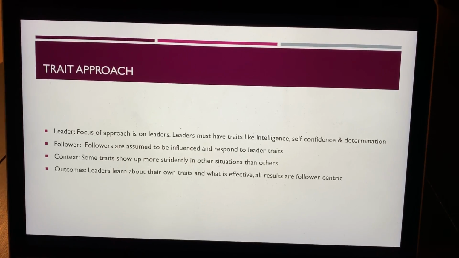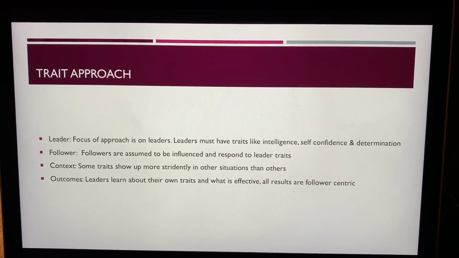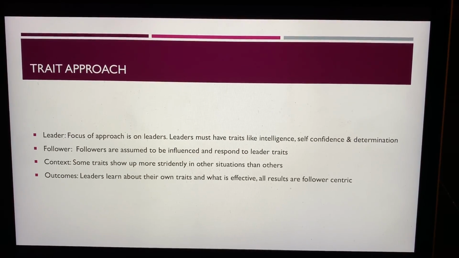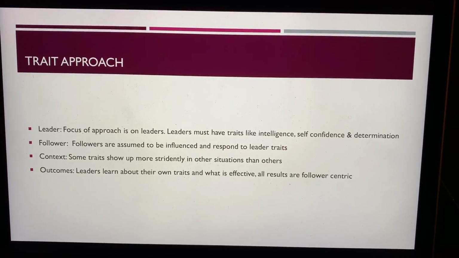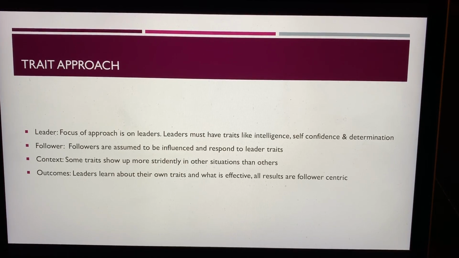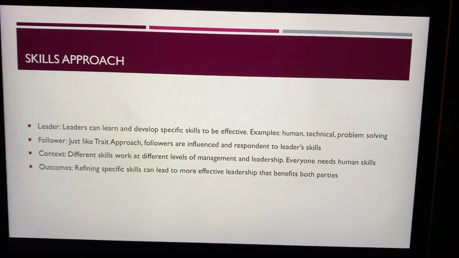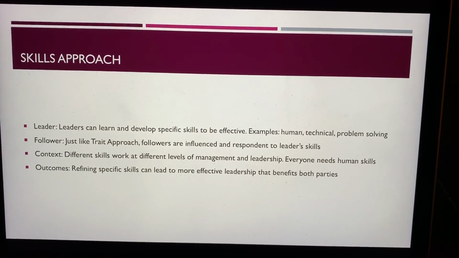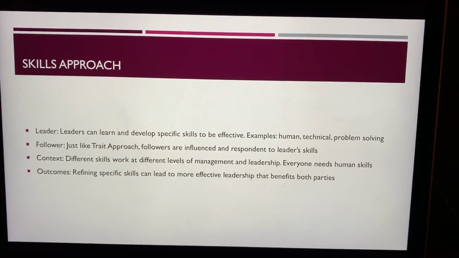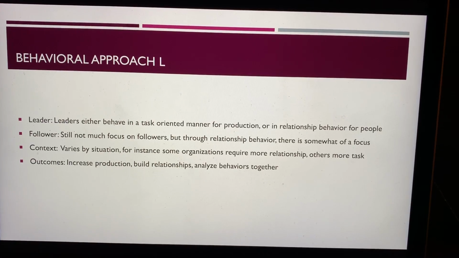First, the trait approach. The trait approach was an interesting one to learn about. This one is very one-dimensional in that it's focused more on the leaders than the followers. So it's really easy for the leaders to just exhibit specific traits and have the followers follow along with that. As a result, leaders learn about their own traits and what is effective for them moving forward. The same goes for the skills approach. It's also leader-centric. It's just about the development of skills for leaders. Refining specific skills can lead to more effective leadership that benefits both parties. However, they don't really care much about the followers and what affects them.